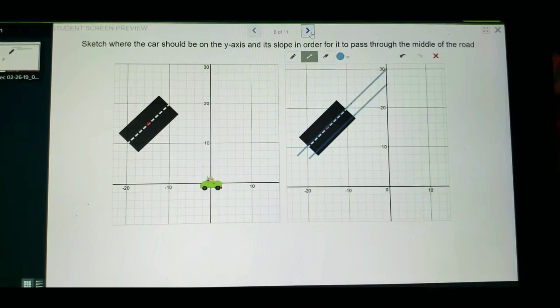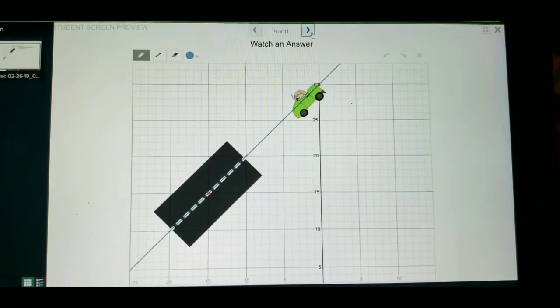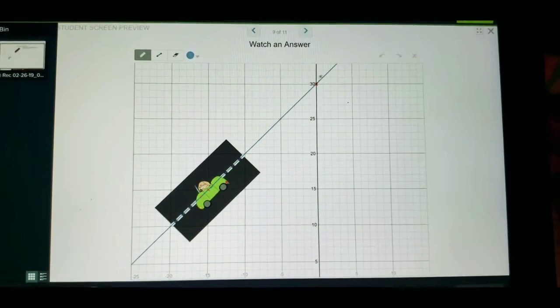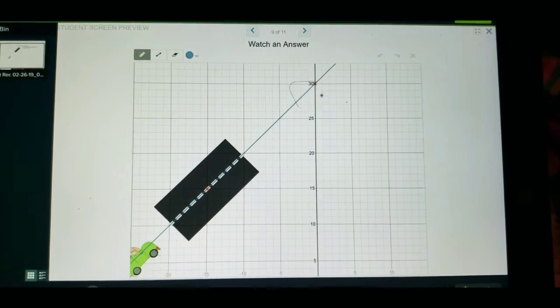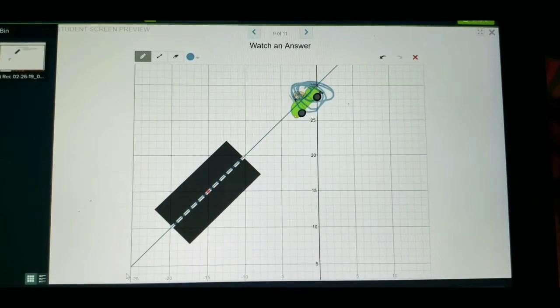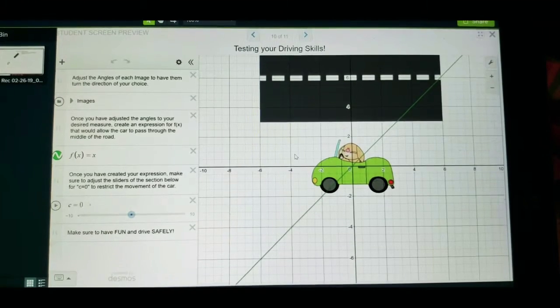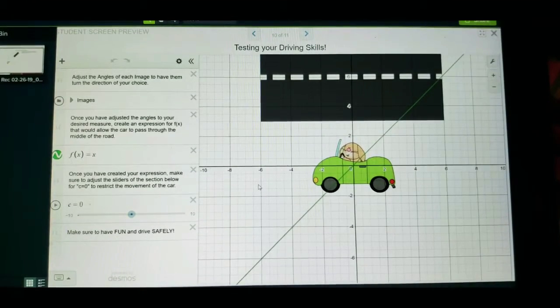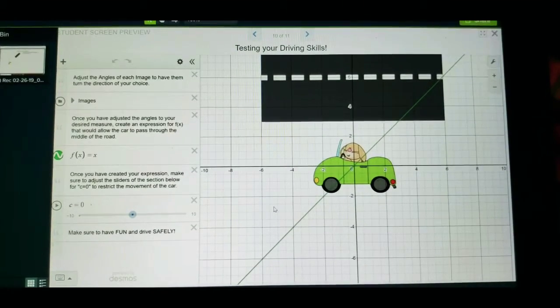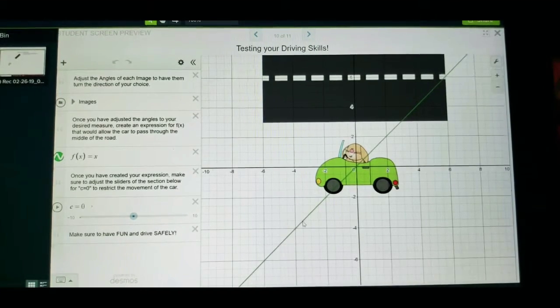And then just to verify their answer, they can move on to slide number 9, where there's an actual representation of where the car must be on the y-intercept for it to cross the middle of the road. This next slide is the most interactive slide out of all. In this one, students can create their own linear equation and scenario and see if they can get the car to pass through the middle of the road.